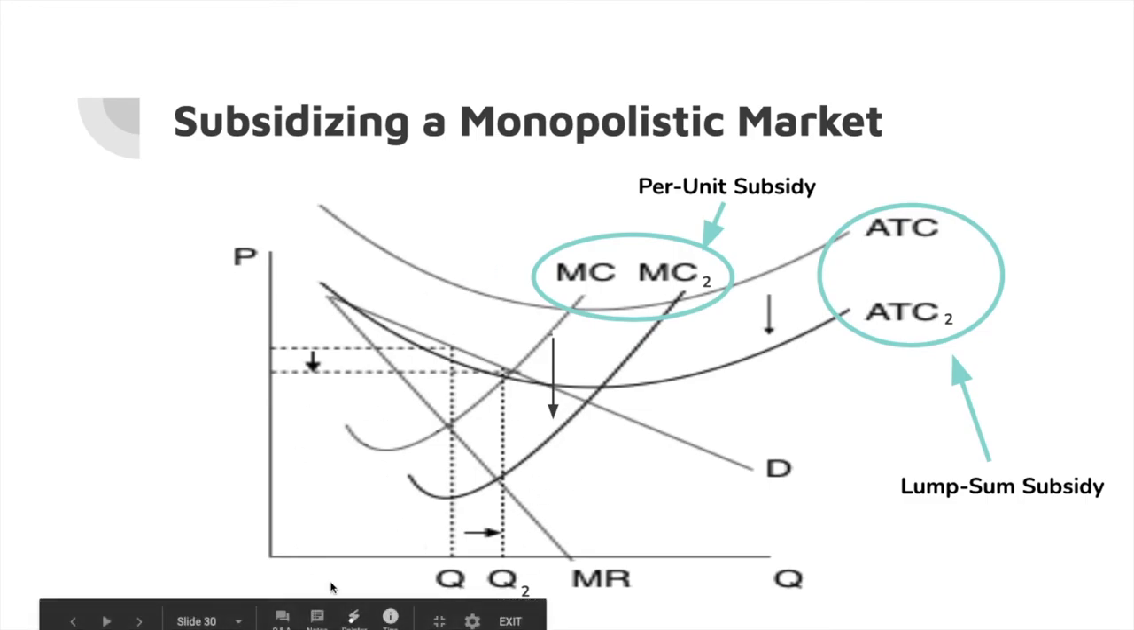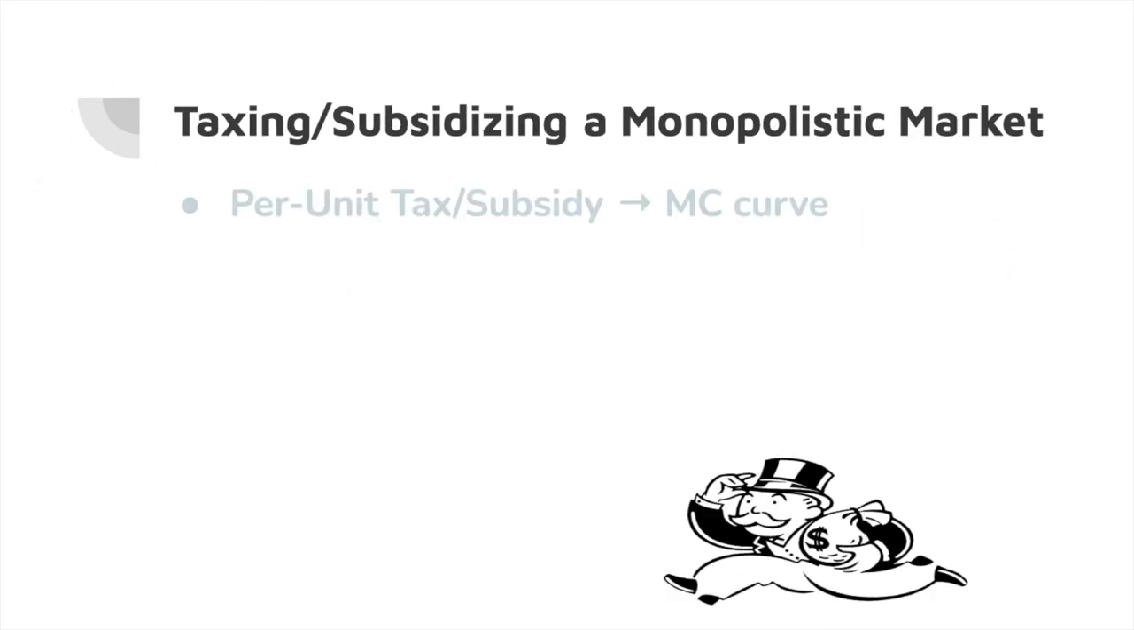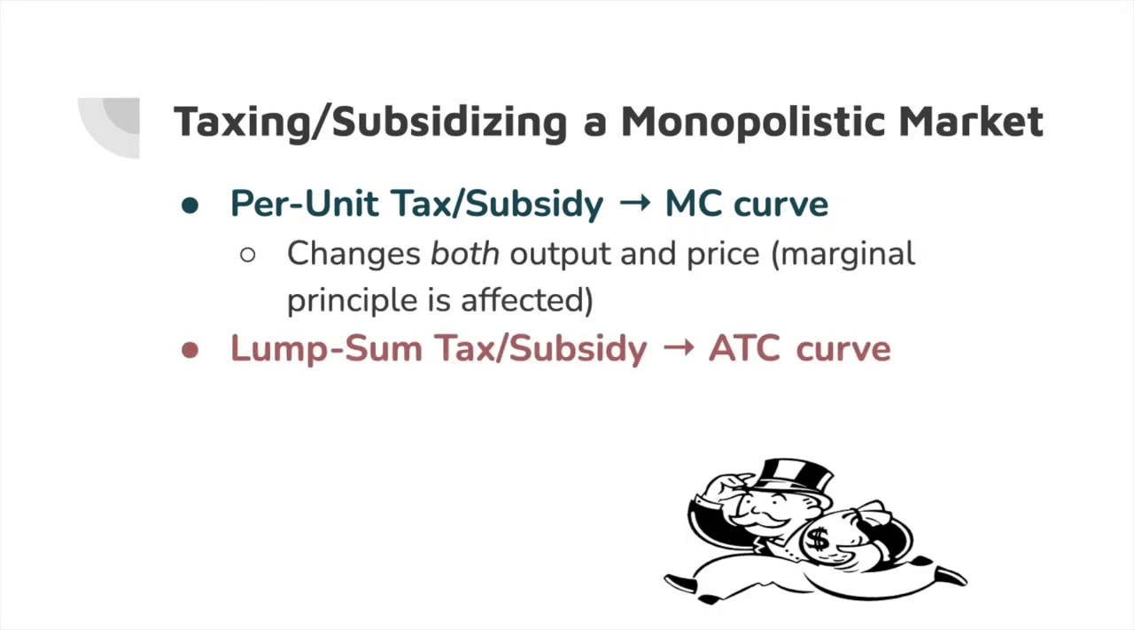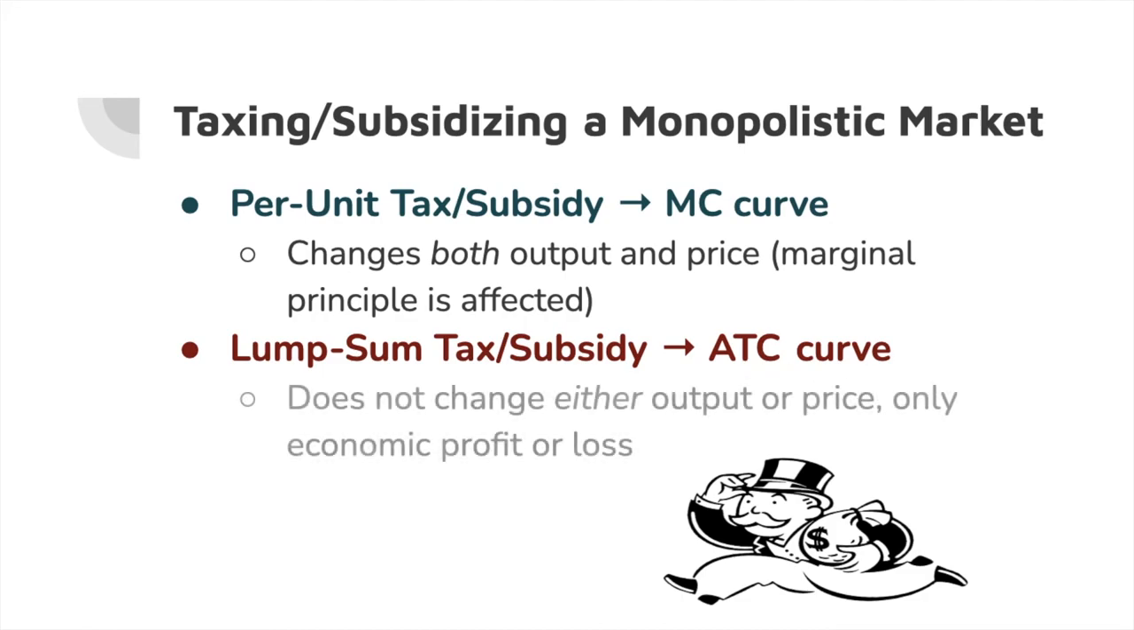Because sometimes these monopolies are very important. They might be like utilities, right? Things that we need on a day-to-day basis, and the government certainly doesn't want to let those sort of companies die. So they might offer subsidies. All right, so main takeaway: a per unit tax and subsidy impacts the marginal cost curve, whereas a lump sum tax or subsidy impacts the average total cost curve. And you should be able to manage your way through these questions if you can remember that basic distinction there.